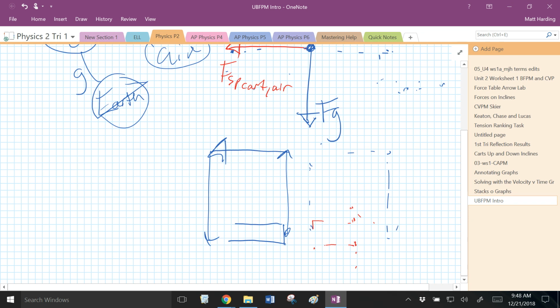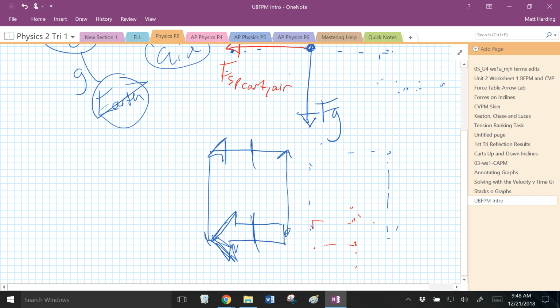Oh no, the marker went away. The F-net is pointing the same direction as the force from the air, because that's the force that's not balanced. That's the unbalanced force. Okay, so in a sense, those are the same force there.